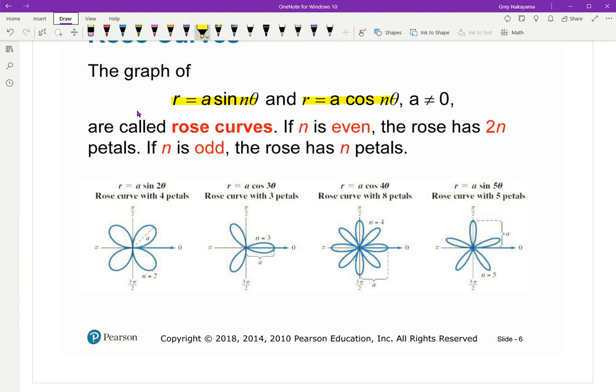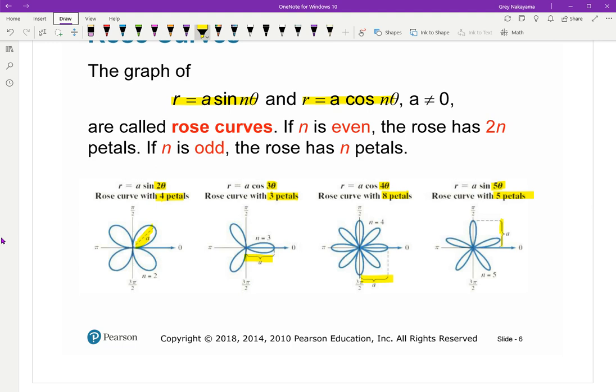So if you look here, this says 2 theta. 2 times 2 is 4, so it has 4 petals. This says 3 theta. It's an odd number, so it has 3 petals. 4 theta: 4 times 2 is 8 petals. And 5 theta has 5 petals. So you've got to pay attention to that n in front of theta. The a shows you, in each of these pictures, the petal length. So here's a right here. This is a. That's the length of the petal each time. Up here they're showing it to you right there.